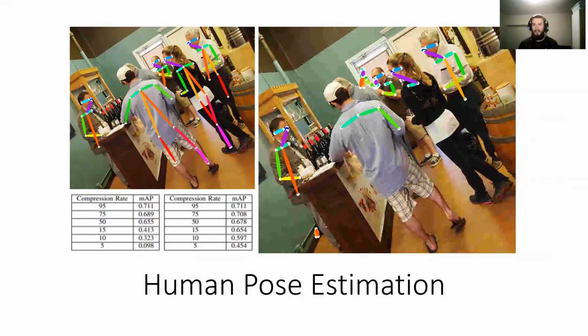Fourthly, we have human pose estimation, and here we're using the OpenPose network to compute and overlay the skeletal structure of humans. And once again, before retraining, we can achieve a compression rate as much as 50% without loss in performance. And after retraining, we can get that down to as low as 15%.